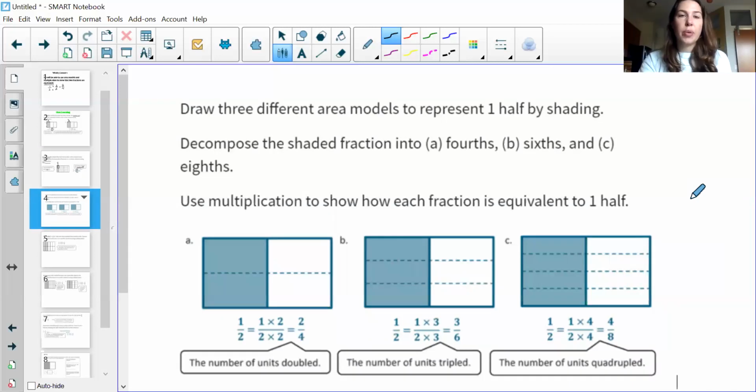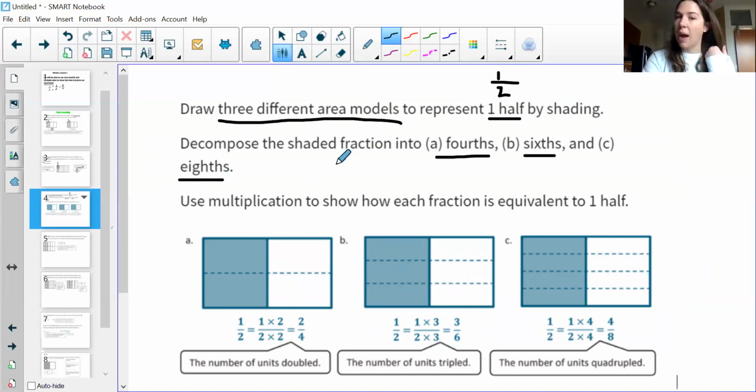This one says, draw 3 different area models to represent 1/2. By shading. Decompose the shaded fraction into fourths, sixths, and eighths. Use multiplication to show how each fraction is equivalent to 1/2. So we're starting with 3 area models that all represent 1/2. So this is a half, this is a half, and this is a half.